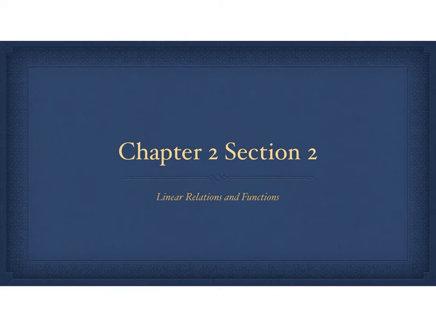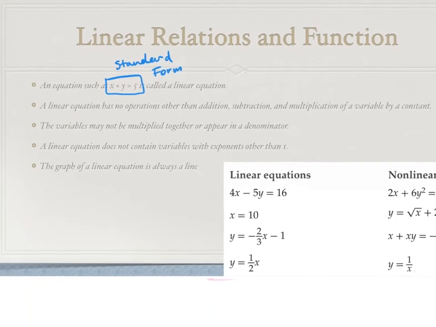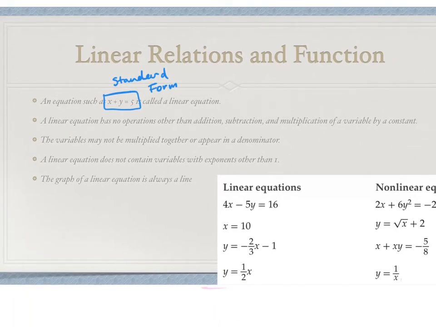So 2.2 expands on what we did in 2.1 with functions, but now we're dealing with linear relations and functions. An equation such as x plus y is equal to 5 is called a linear equation. This is in standard form, which we'll go more into on a slide in a couple pages. But not all functions are linear functions.